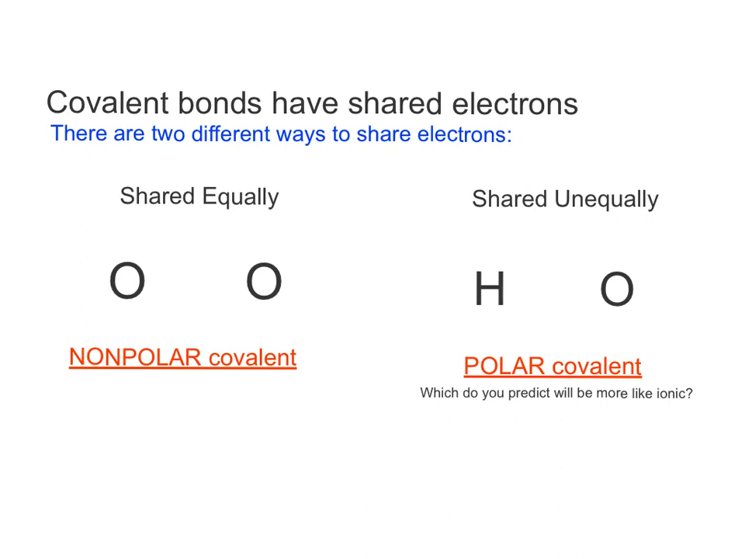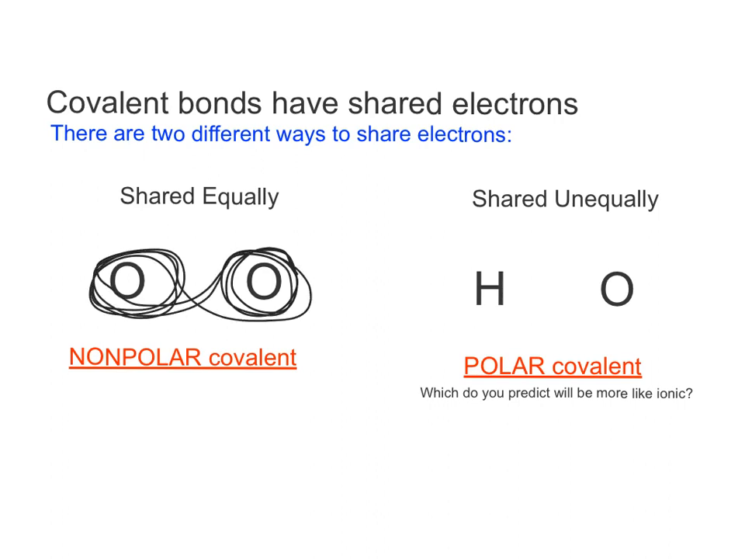If it's shared equally, that means at any given moment in time, that electron would be over around one atom, but maybe over the other atom. So if it's shared evenly, 50% of the time it'd be with one atom, and 50% of the time that shared electron would be with the other atom. That is called nonpolar covalent. That electron is shared equally.